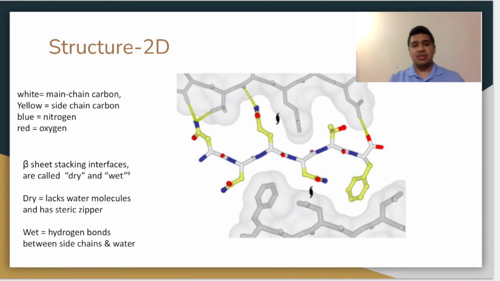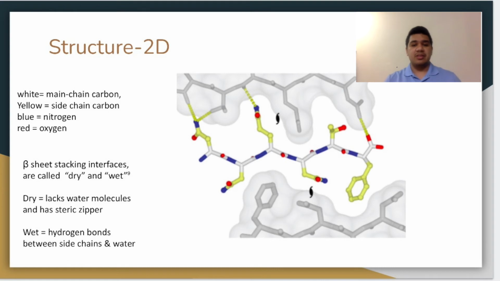So here we have a structure of a 2D amyloid. White is the main carbon, yellow is the side chain carbon, blue is nitrogen, and red is oxygen. Amyloids contain beta sheet stacking interfaces, which are sometimes called dry or wet interfaces. The dry interface lacks water molecules and has a steric zipper, which are pairs of self-complementary beta sheets that are formed and are considered the backbone of amyloids.